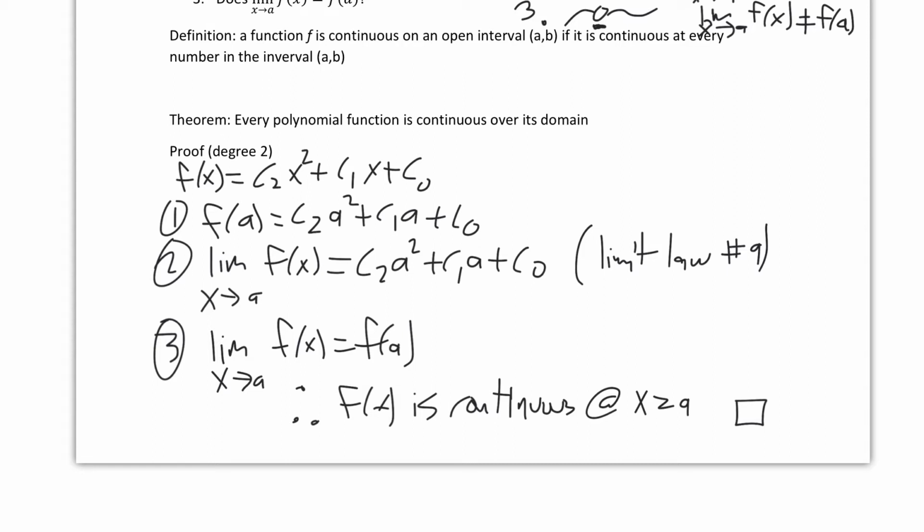Now, you probably could have argued this just from reason. If you think about drawing a polynomial, are polynomials connected? Do you have to pick up your pencil when you're drawing a polynomial? Of course not. Polynomials are nice, wonderful functions that are perfectly connected, and so of course they would be continuous.